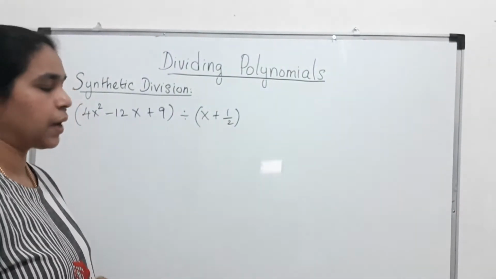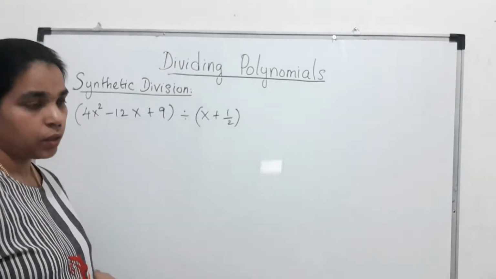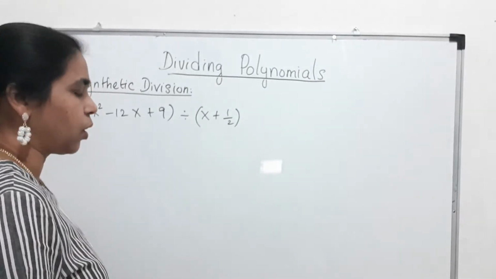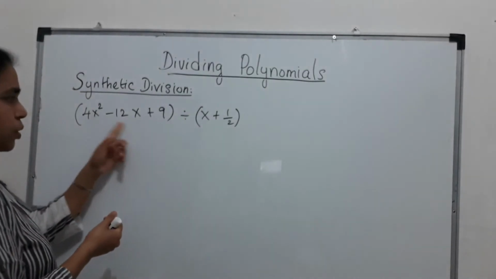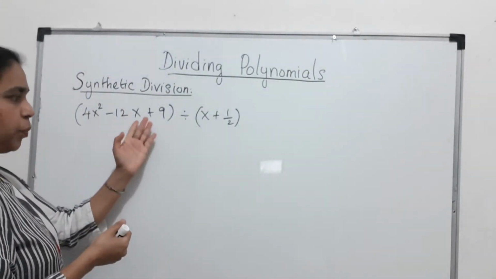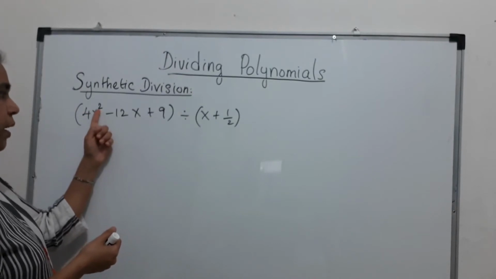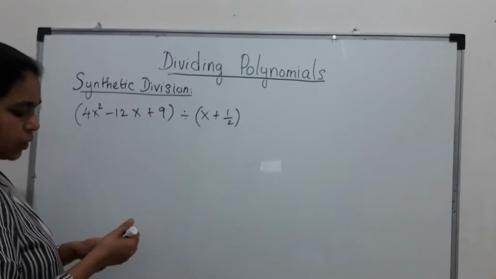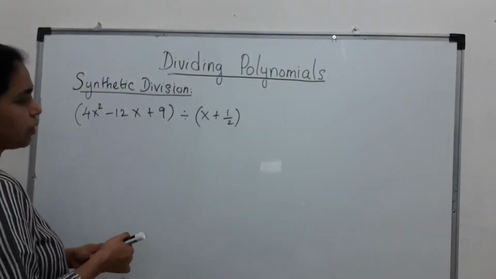Okay guys, already we have learned about long division method, but this is synthetic division. Some people feel like it's easier than long division. Let's see how to do it. In this case also you have to see whether the polynomial is in the standard form or not. It is in standard form because this is having power of 2 and this is 1 and then 0. So it is in the decreasing order, so it is in the standard form.